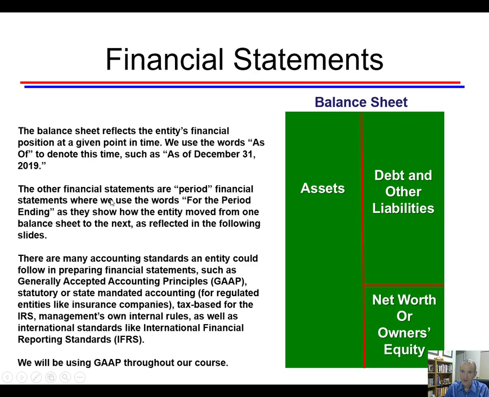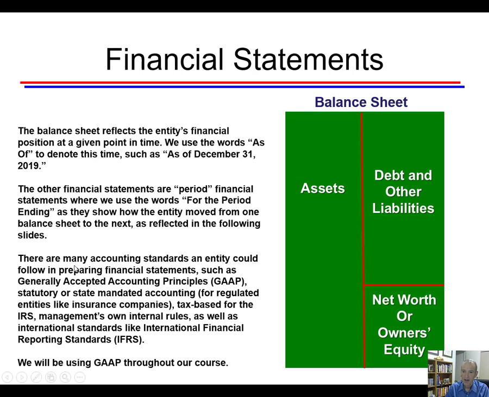The other financial statements are period financial statements. We don't use "as of" for the other statements, like the income statement, which is probably the one you're most familiar with. We don't say "as of December 31st" for the income statement. We say "for the period ending." So the other financial statements are showing what happened over a particular given time, usually for 1 year. That's what we'll be looking at for 1 year. And essentially what they're telling you is how did you get from one balance sheet to the next balance sheet?